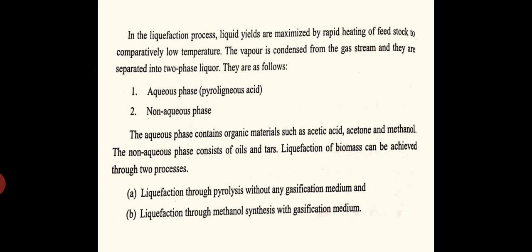This vapor is condensed from the gas stream and separated into two phases. First one is the aqueous phase, second one is the non-aqueous phase. The aqueous phase contains organic materials such as acetic acid, acetone and methanol. All these can be used as fuel directly. The non-aqueous phase consists of oils and tar, that is either oil or tar.